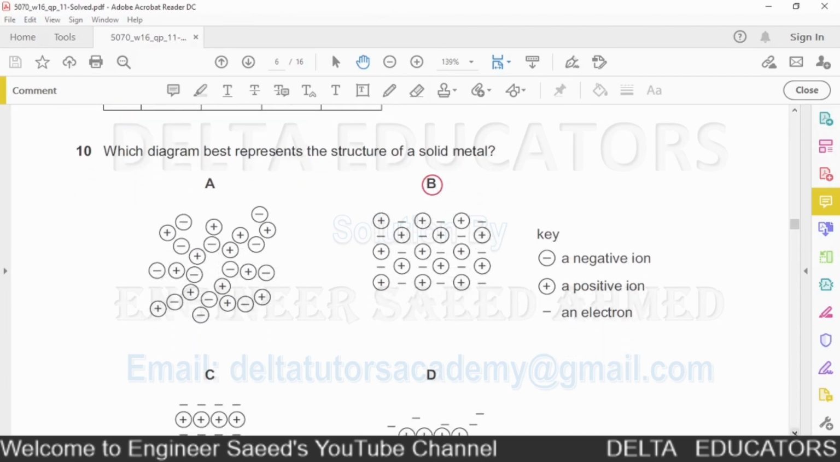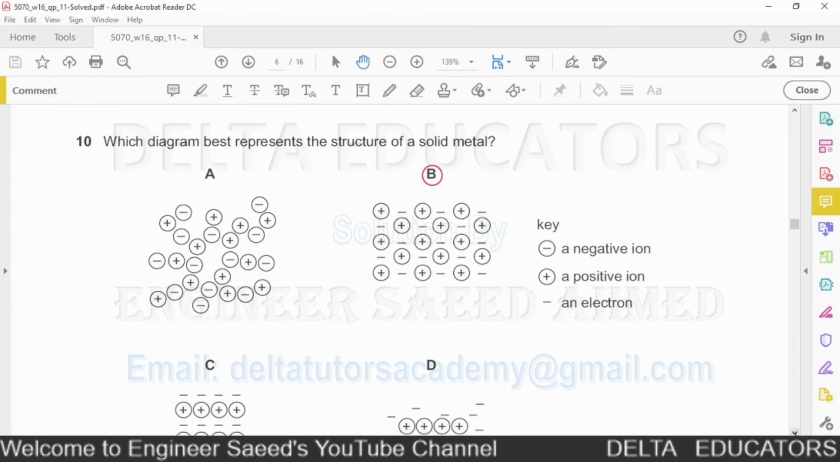Question number 10. Which diagram best represents the structure of a solid metal? What is a metal? In a metal we have a sea of electrons, and in the sea of electrons we have positively charged ions that are called cations. Now here we have key points. This symbol is for a negative ion, this symbol is for a positive ion, and this symbol is for an electron. In a solid metal we have positively charged ions and a sea of electrons. In a metal we don't have a negative ion.